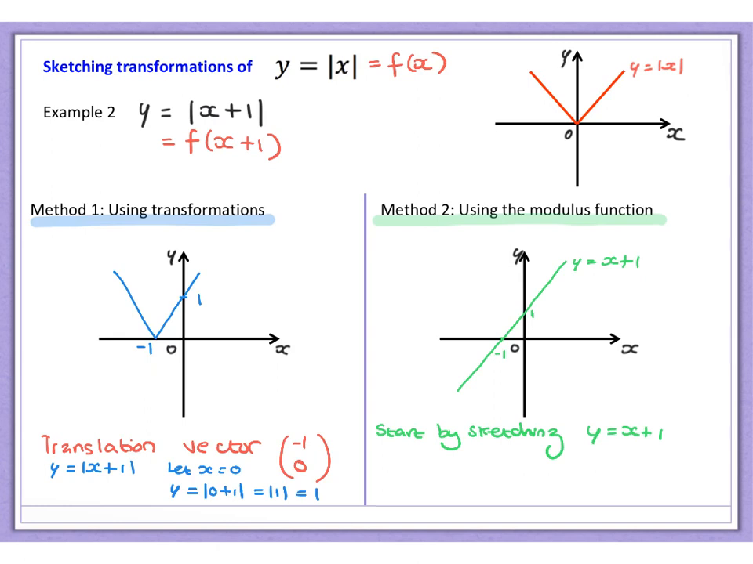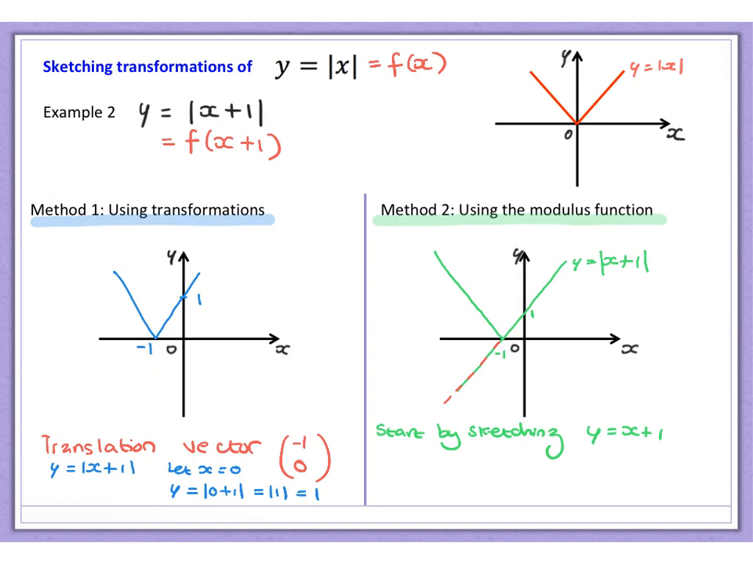Now, the modulus function takes anything that's negative and effectively makes it positive. That's one way of thinking about it, which means this portion here has got to be reflected in the x-axis so it becomes positive, which means we simply take that red dotted part and reflect it upwards like that, which creates the graph of y equals mod x plus 1.